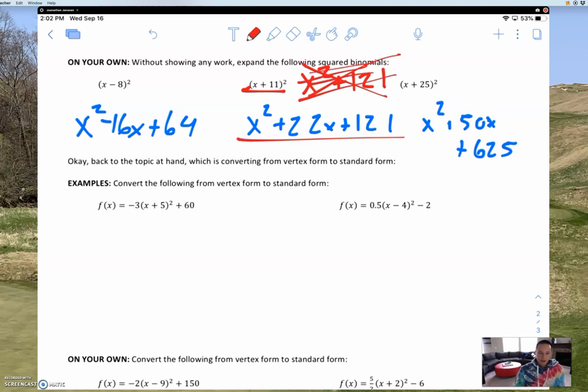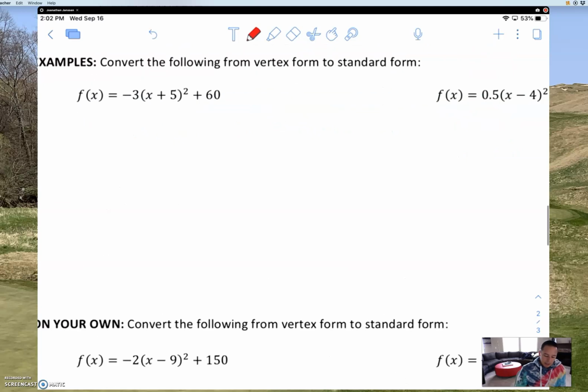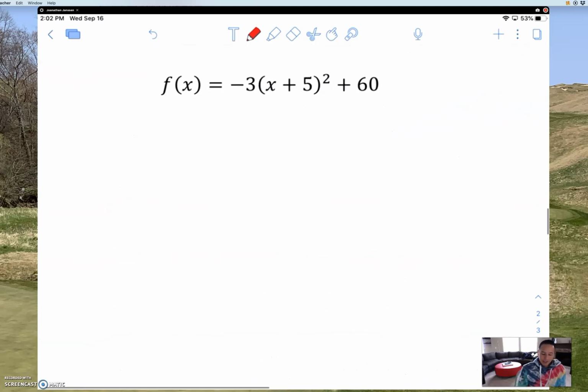So now that we've gotten that out of the way, we can go ahead and convert from vertex form over to standard form. So let's take a look at this one. It's given to us in vertex form. If you follow the order of operations, we start with parentheses, but x plus 5, you can't simplify that anymore. We're done with parentheses. Next comes the exponent.